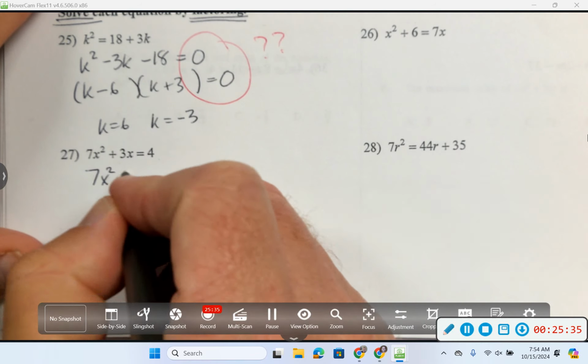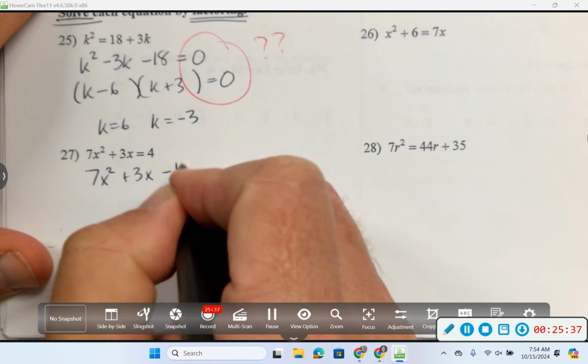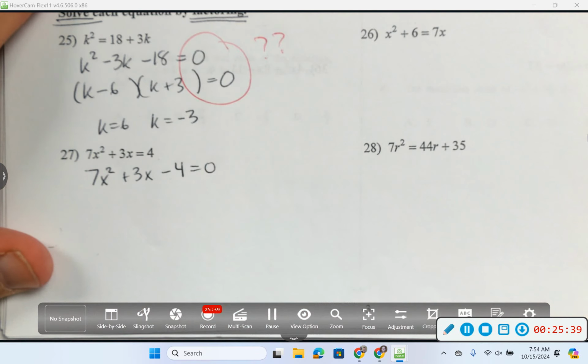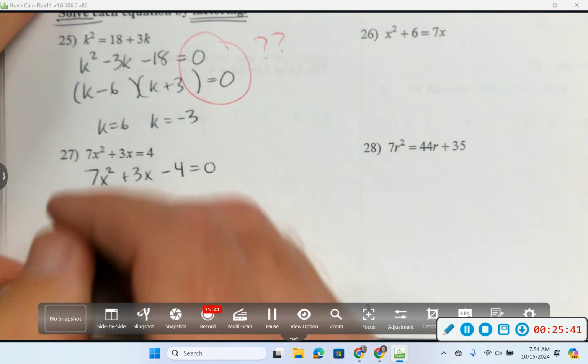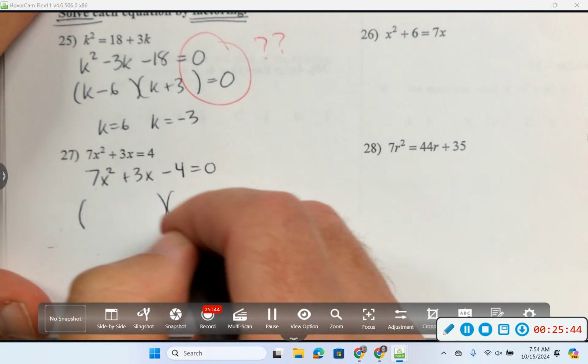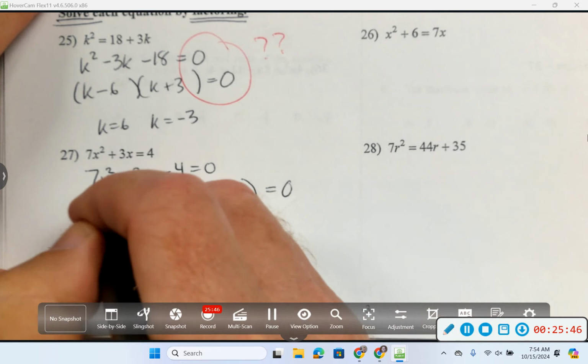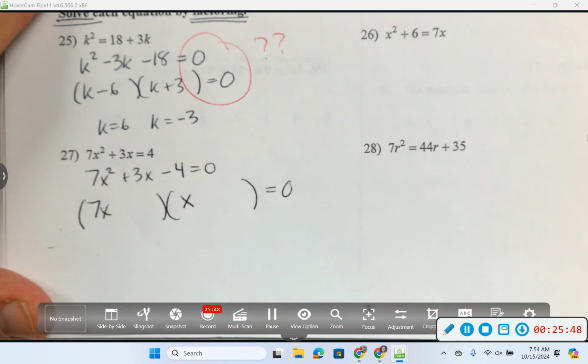Problem 27: 7x squared plus 3x minus 4 equals 0. Oh, this one's going to be a little bit harder because of the 7 out there. It has to be 7 and 1, that's right, so that's helpful. We can throw a pencil here.